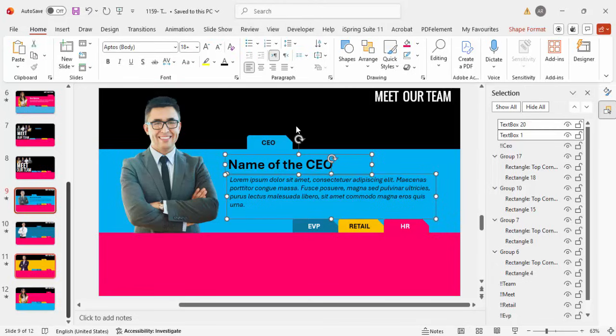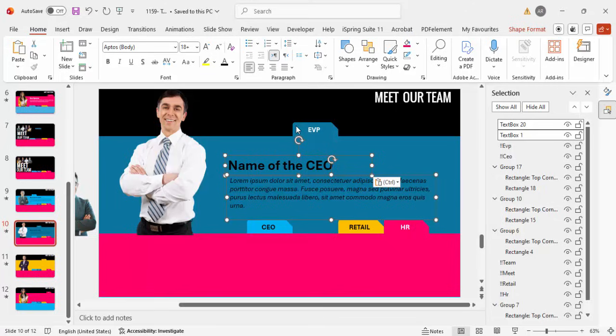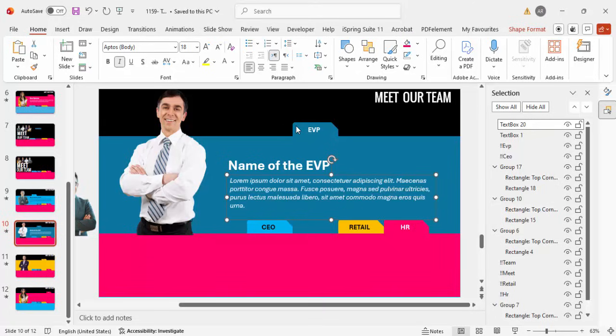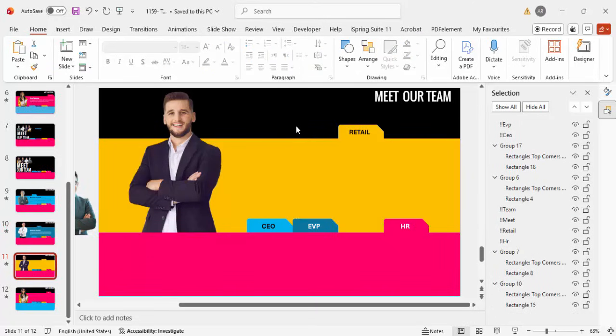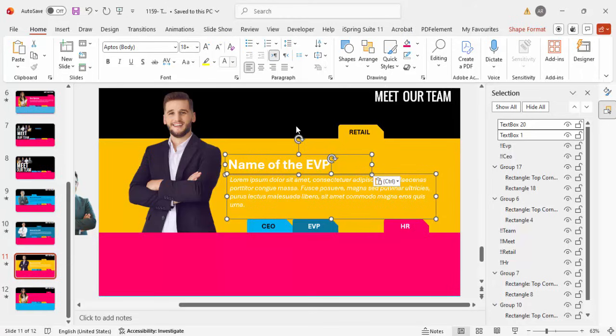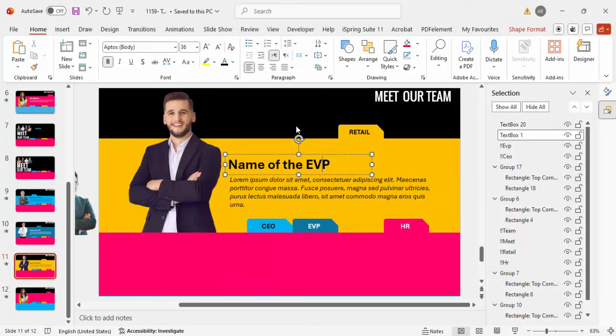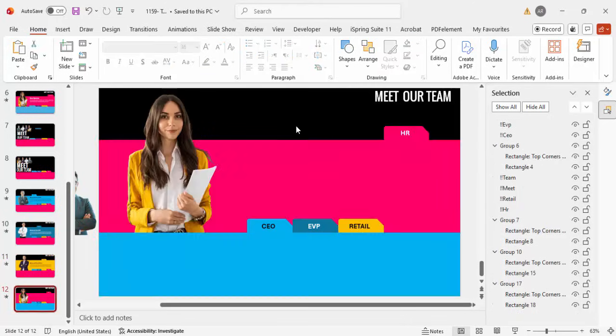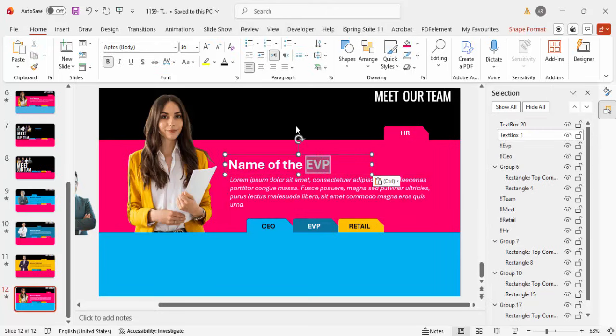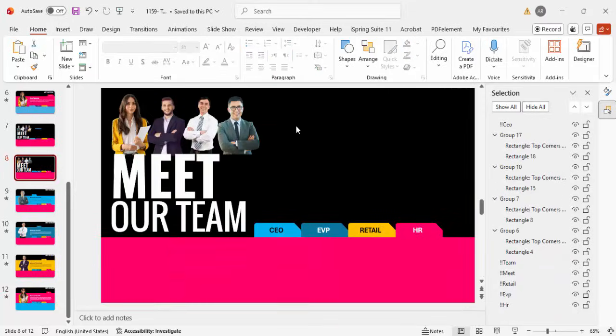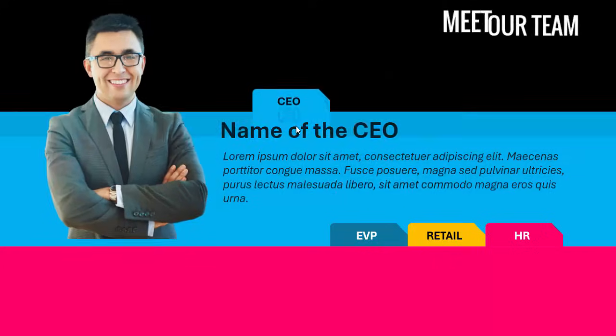I'm just going to copy this one to all the others. Here EVP, make the font white so it is more visible. Again copy, go to the next. Here the font would be black, and this is detail, then the last one, HR, head of HR. That's it. So let's see now. Our final result will look something like this.